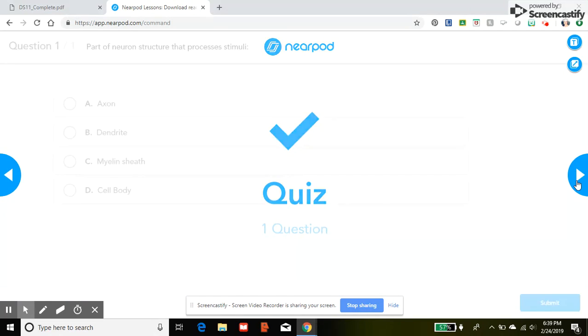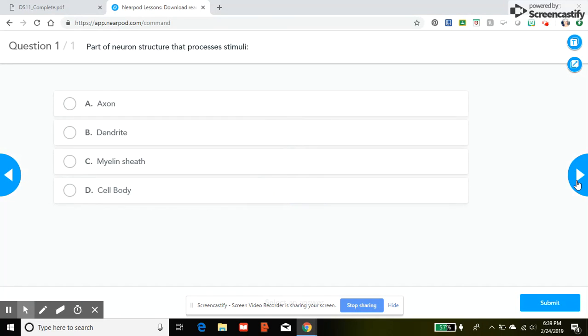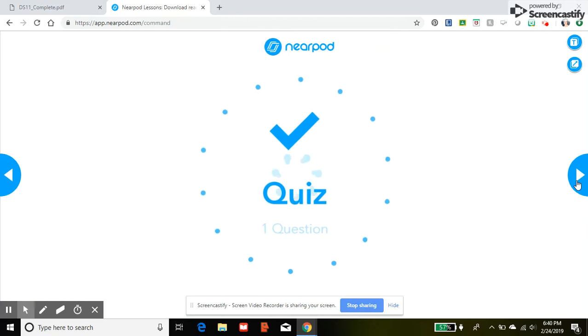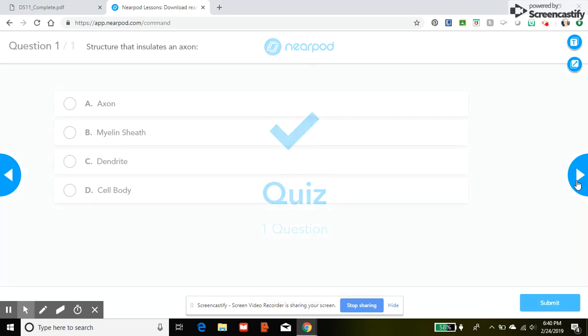All right, quiz time. Just mentally think through these. Which part of the neuron structure produces the stimulus? 5, 4, 3, 2, 1. Which one processes the stimulus? Should have been the cell body. Question number 2, the structure that insulates the axon. 3, 2, 1. Should be the myelin sheath.